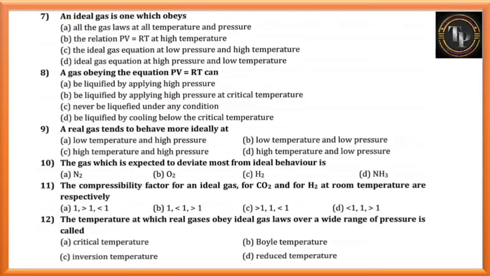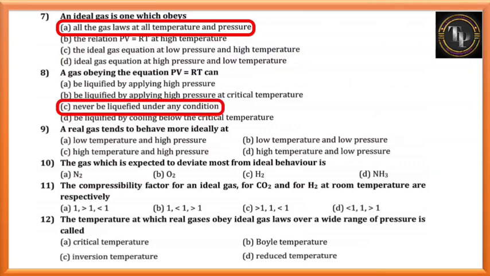Next question. An ideal gas is one which obeys all gas laws. Raoult's law, Boyle's law, Avogadro's law, all the laws should hold good. Then only it is called an ideal gas. Henry's law. A gas obeying the equation PV equals RT can never be liquefied under any condition. A real gas tends to behave more ideally at high temperature, low pressure. This is the condition where the real gas behaves like an ideal gas. The gas which is expected to deviate most from ideal behavior: ammonia, easily liquefiable gases.